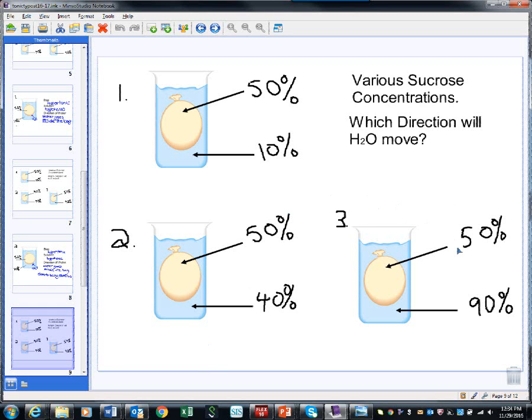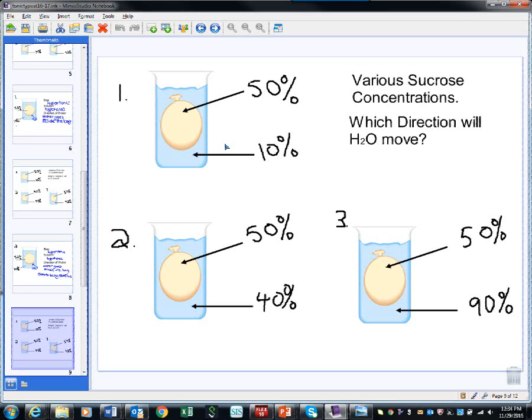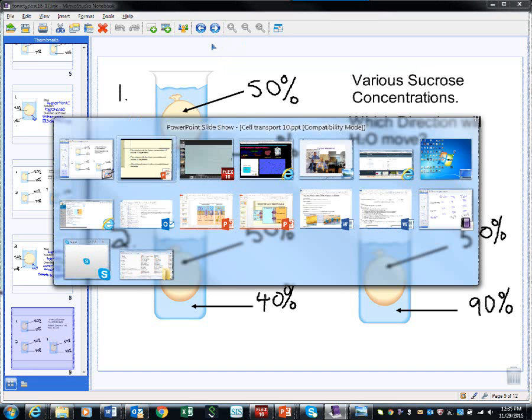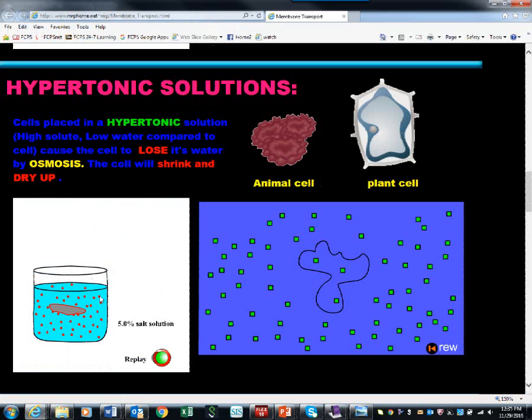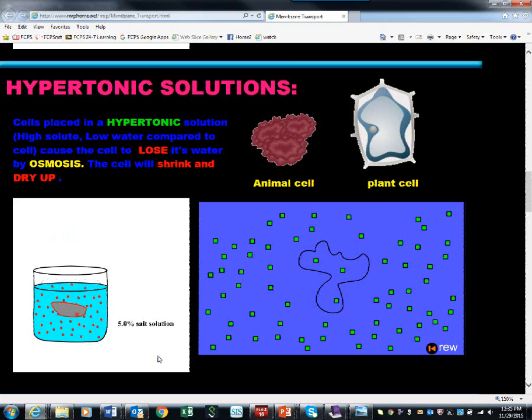So now let's talk about the third scenario. Notice this is different than the other ones. All right, and if you go back to this, there's more stuff inside the solution than inside the cell. I should have said in the outer environment. All right, so that is hypertonic. Watch what happens to a cell when you put it in a hypertonic solution. Oh no, I'm melting. Okay, watch what happens. Water leaves that cell and it shrinks.